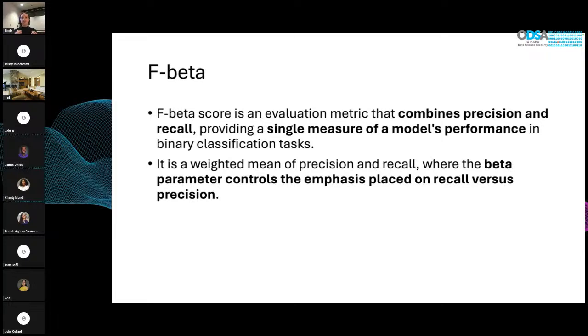You're very much in the field of statistics and data science here as we talk about our F beta score. F beta is an evaluation metric that combines precision and recall, and it's a single measure of the model's performance in binary classification tasks. It's a weighted mean between precision and recall, where beta is a parameter that controls how much emphasis we want to place on recall versus precision.